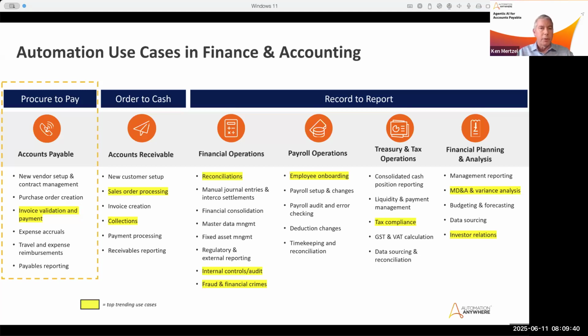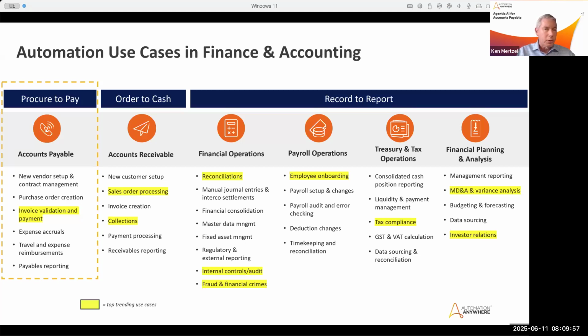So lastly, before we got into the platform itself and into the AP solution, I just wanted to really quickly give you a feel for some of the automation use cases we're seeing across finance and accounting. And what I've done is highlighted use cases that seem to be trending, I think, particularly because they're heavily driven by the advent of generative AI.